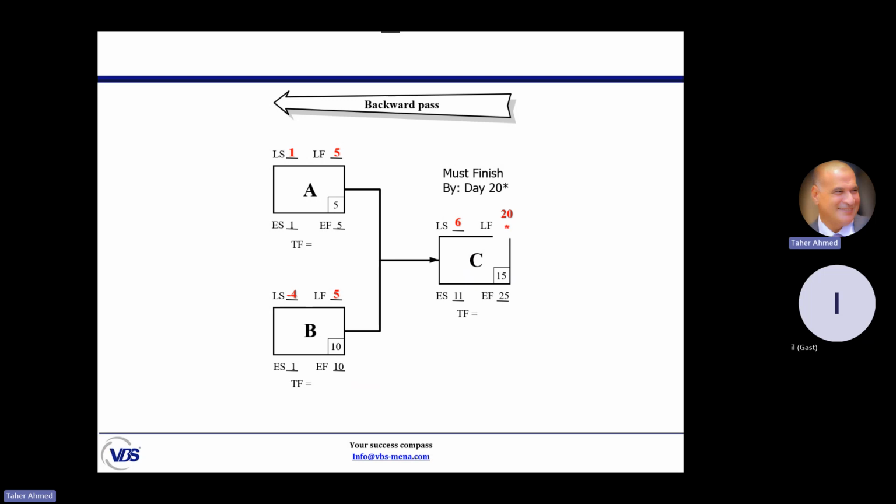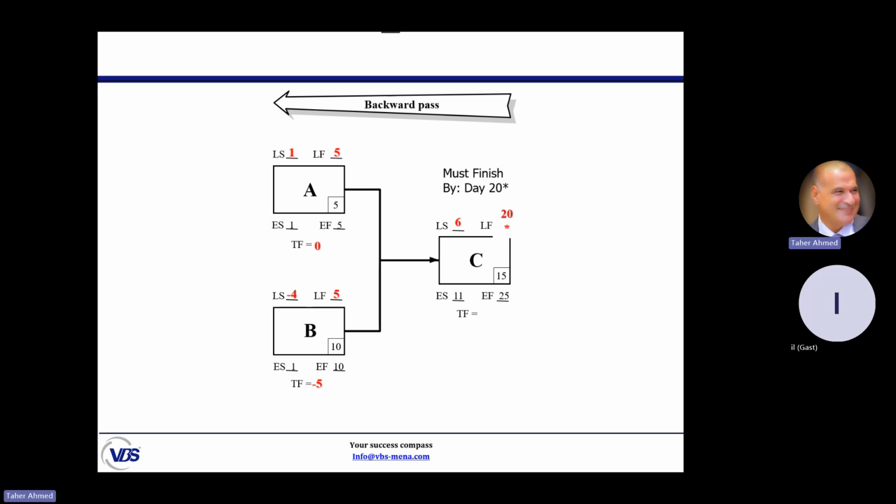Can you calculate the total float for activity A? It's 5 minus 5, 0. Great. It's critical now. And for B? 5 minus 10, minus 5. Or minus 4 minus 1, minus 5. It is the same. Right.